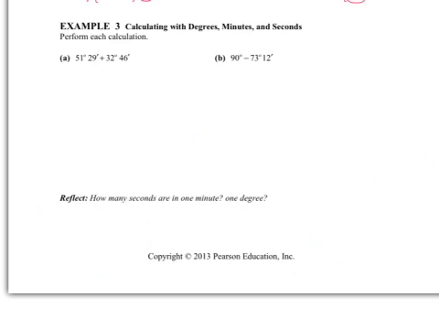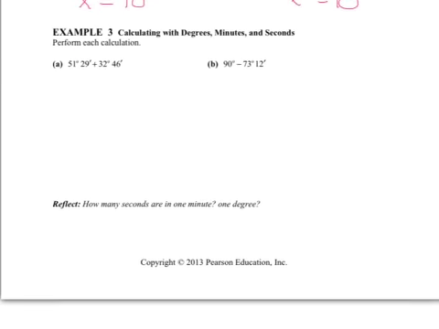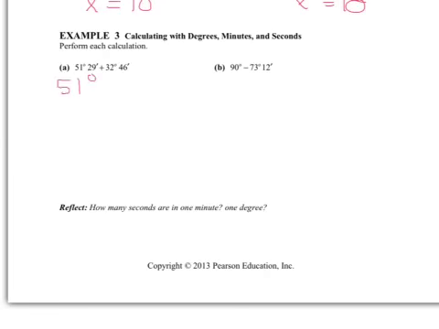As we look at our next section, it says calculate with degrees, minutes, and seconds. What we need to do is add our like terms. Here we have 51 degrees and 29 minutes plus 32 degrees and 46 minutes. I'm going to set that up: 51 degrees, 29 minutes plus 32 degrees, 46 minutes. We just add them together. First we add our minutes, which is our right side. 29 plus 46 gives us 75 minutes. Then I add my degrees, and 51 plus 32 is 83 degrees.